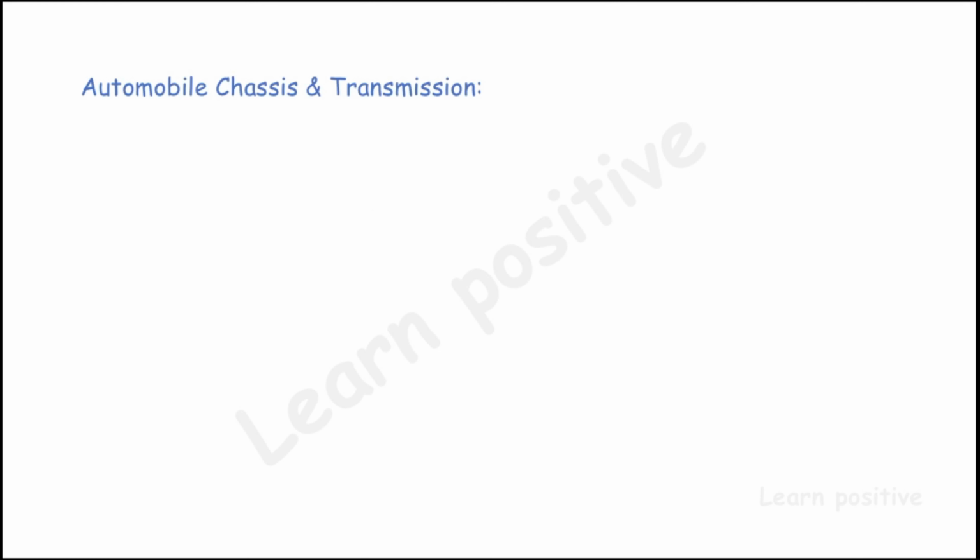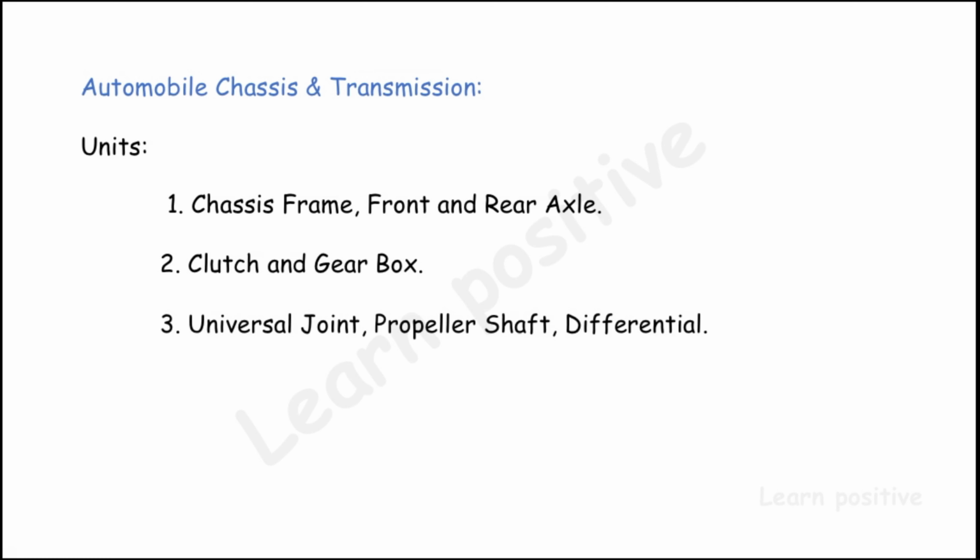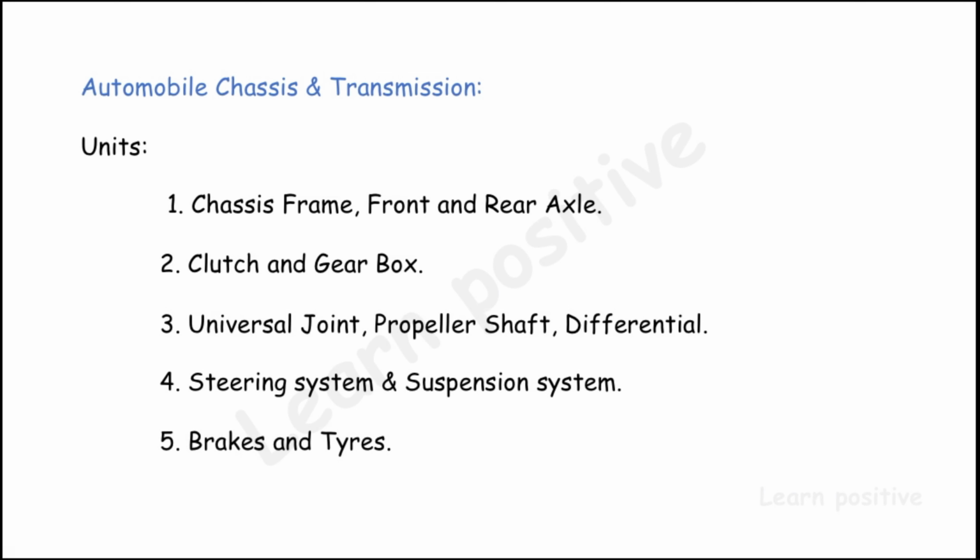So today's subject is automobile chassis and transmission. Now we are going to see a small introduction to the units covered by this subject. The first unit is chassis frame, front axle and rear axle. The second unit is clutch and gearbox. The third unit is universal joint, propeller shaft and differential. The fourth unit is steering system and suspension system. The fifth unit is brakes and tires. These five are the units to be covered in this subject, automobile chassis and transmission.